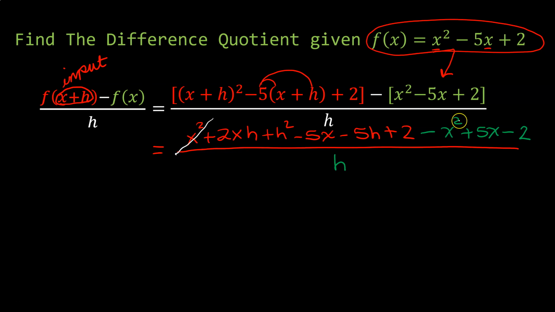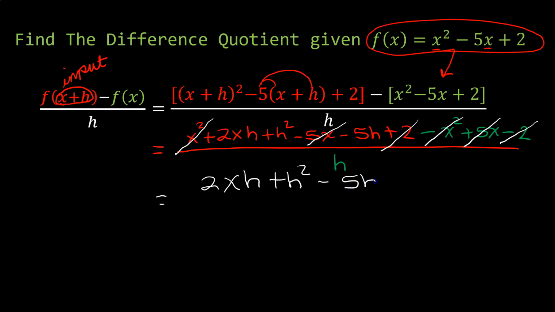So as you can see here, you have things that are going to cancel out, like positive x squared minus x squared, that's gone. Negative 5x plus 5x, that's 0. Positive 2 minus 2, that is 0. All you end up with now is 2xh plus h squared minus 5h all divided by h.